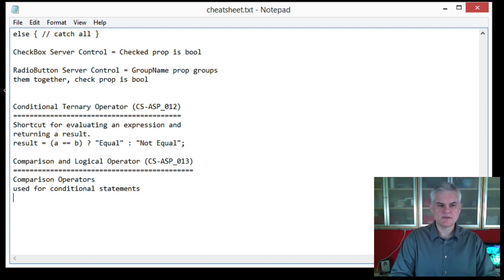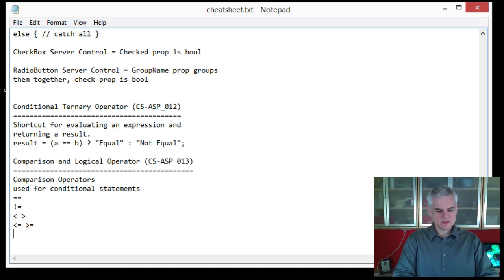So we obviously started with the double equal sign, which tests for equality. Then there is the opposite of that, which tests for inequality. So if the inequality is true, then execute the code block. We obviously have a less than and greater than, and a less than or equal or greater than or equal operator.